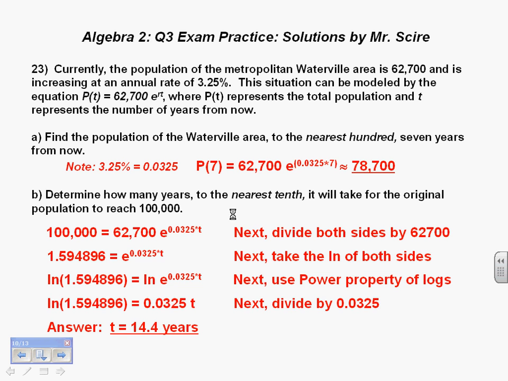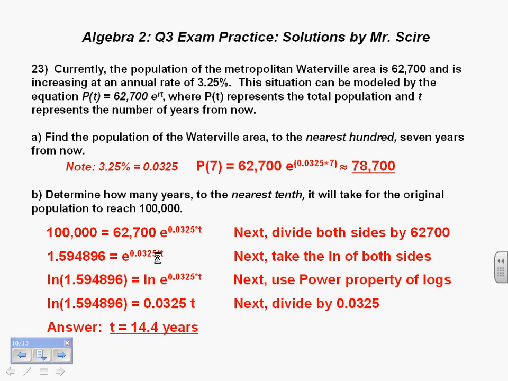78,700. Now in part B, we're being asked to determine how many years to the nearest tenth it will take for the original population to reach 100,000. Okay, so we want 100,000. We have 62,700. So we're going to go now and divide both sides by 62,700. We get 1.59 and so on.